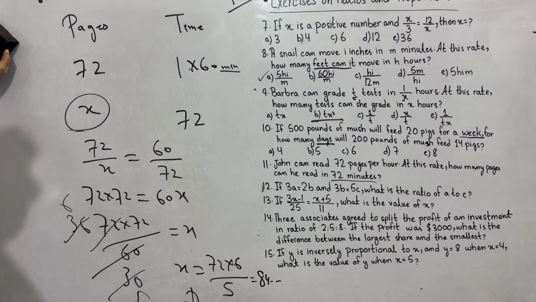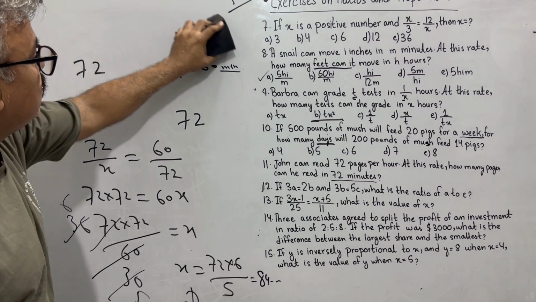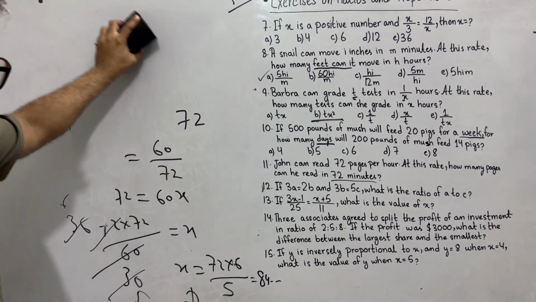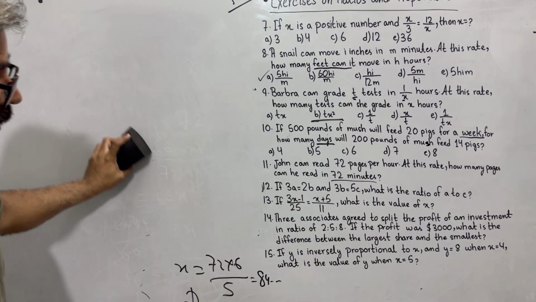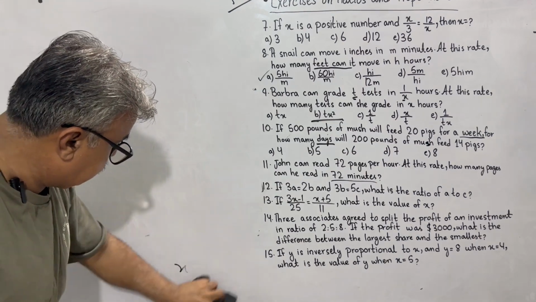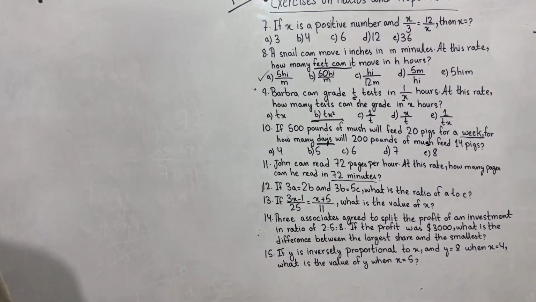Next, a good question, a googly type of question in ratios. If 3a is equal to 2b and 3b is equal to 5c, what is the ratio of a to c?